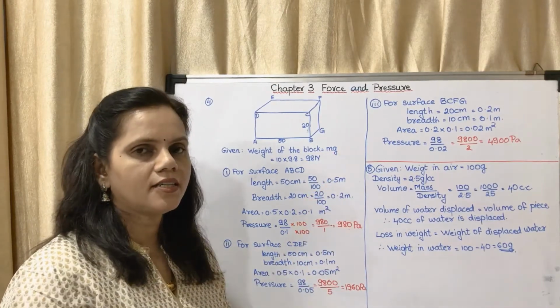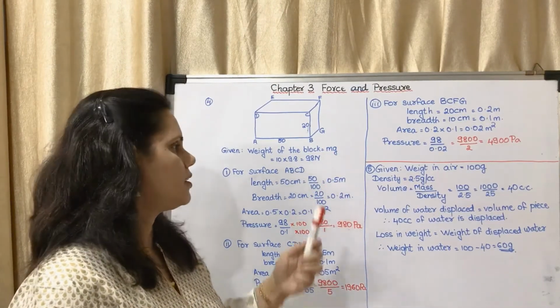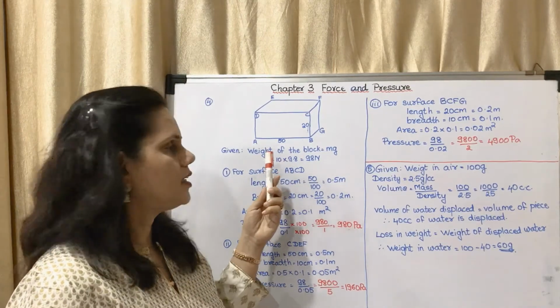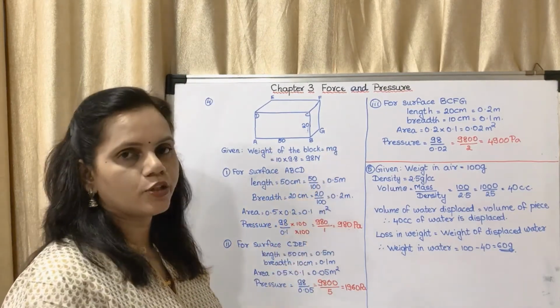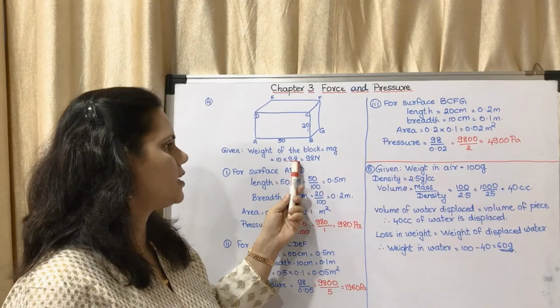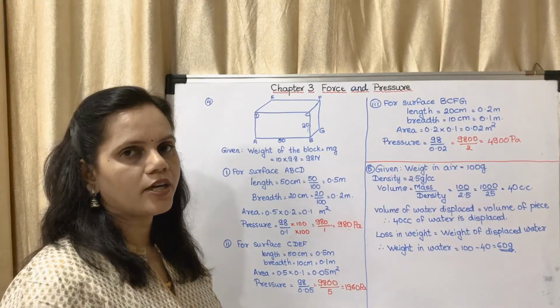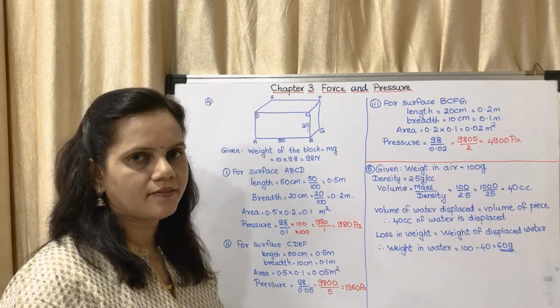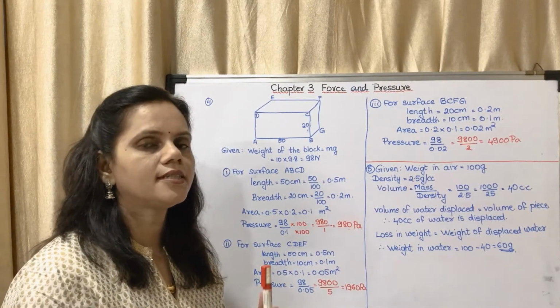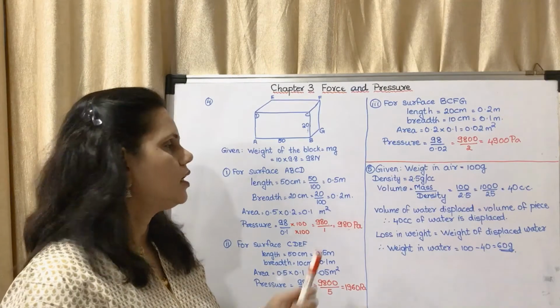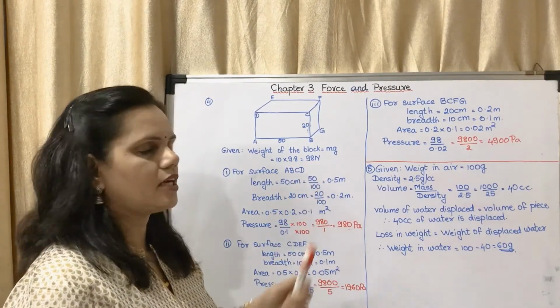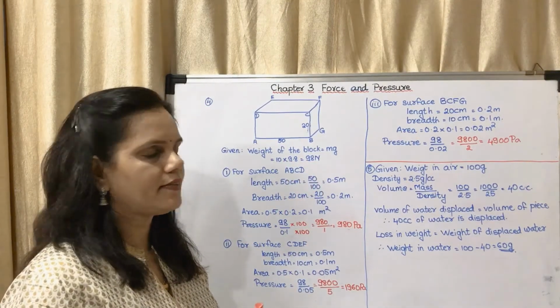You might have learned this in your earlier classes, otherwise you may learn this here. The weight of the block is equal to mg, that is mass into g. M is 10, g is 9.8. It is a calculated value, a standard value. So 10 into 9.8 is equal to 98 Newton, that is the weight.